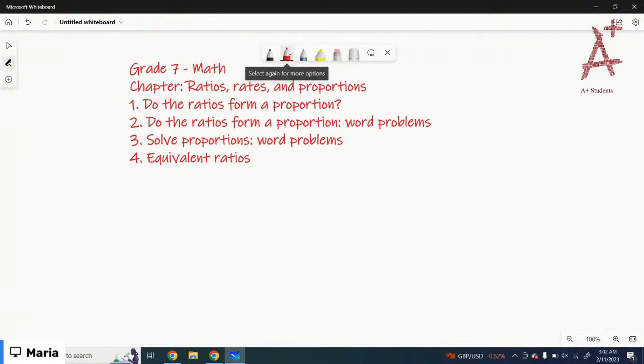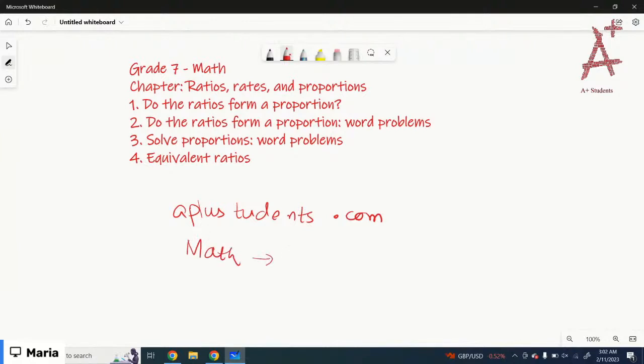So you can find all the lessons on aplus2students.com. You have to log in there using your email address and the password provided by the administrator. Then you have to select math from the subject tab, scroll down to grade 7 maths and then click on the view all button. There you can find a list of the chapters.